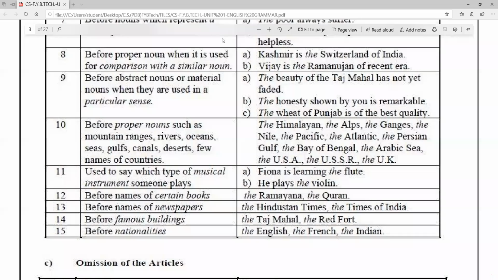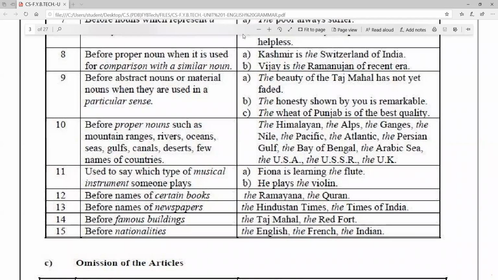म्हणजे पूर्ण वाळवंट टाईप अशा कंट्रीज आहेत त्यांना गल्फ कंट्रीज असं म्हणतात, ओके. Then canals. Whatever the canals are there, the famous name of canal is Suez Canal, okay. So before that canal also we use the article. Then deserts like Thar desert of India, okay, Thar desert.